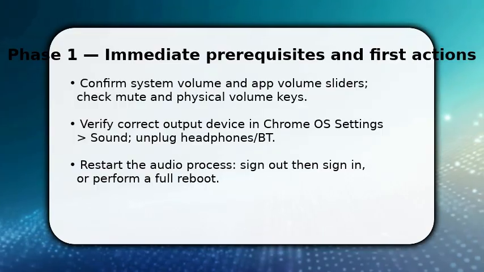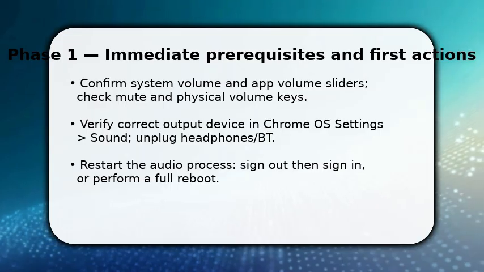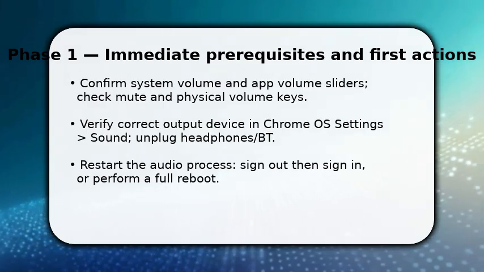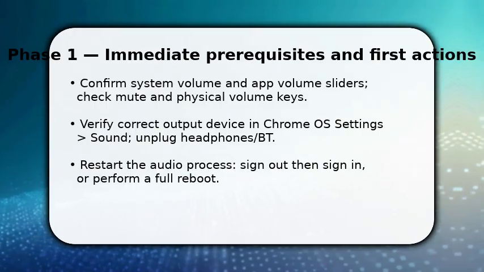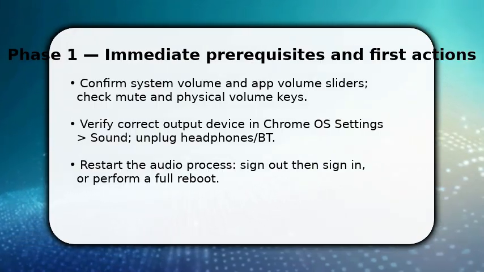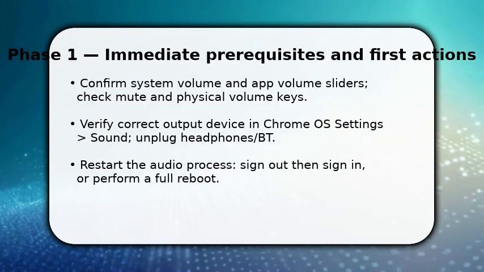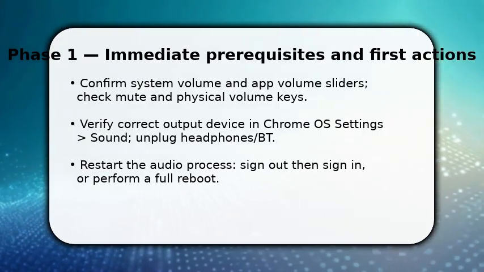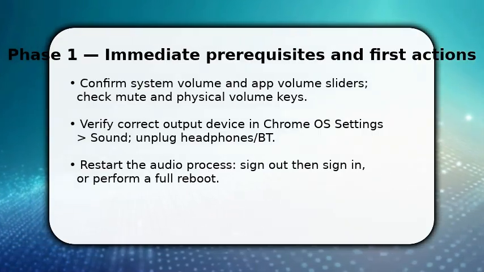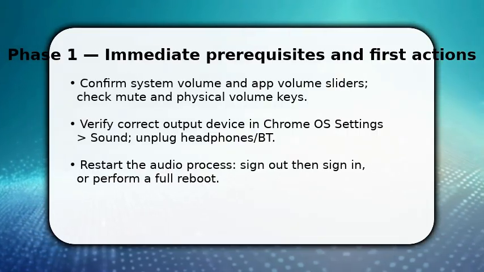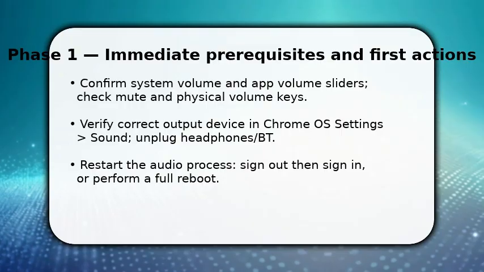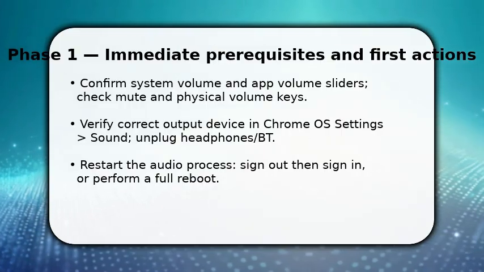You start by doing the fastest, most effective checks so you don't waste time. First, make sure the volume keys and on-screen sliders are up and not muted. Many problems are just low volume. Next, open Settings and pick the correct output device, because Chrome OS can switch to HDMI or Bluetooth automatically. Once done, unplug any headsets and do a full reboot. This restarts the audio subsystem and often restores sound immediately.